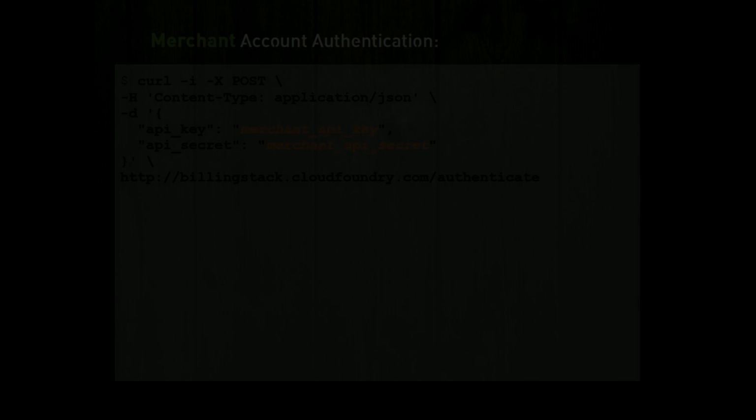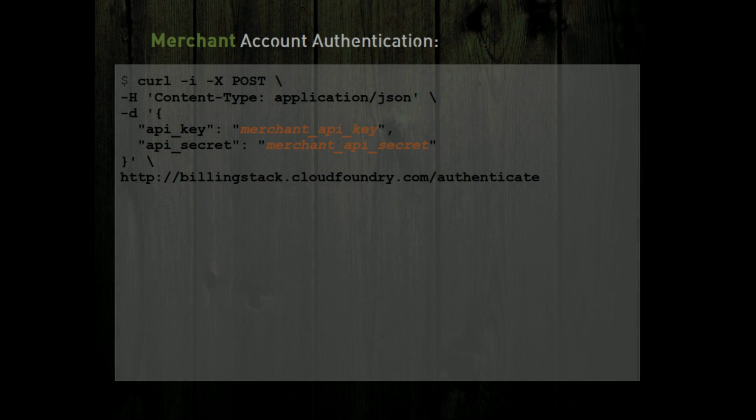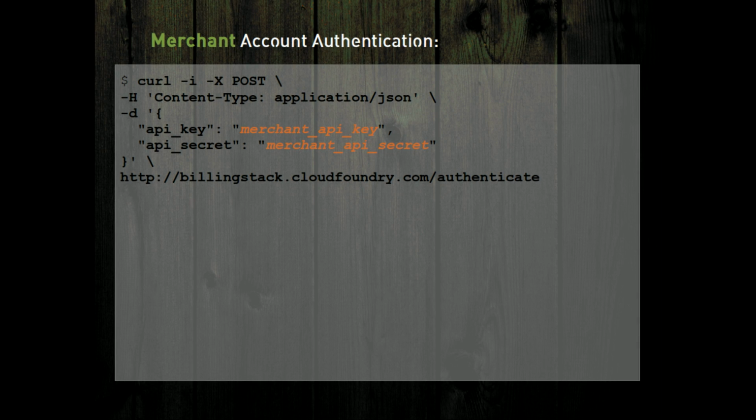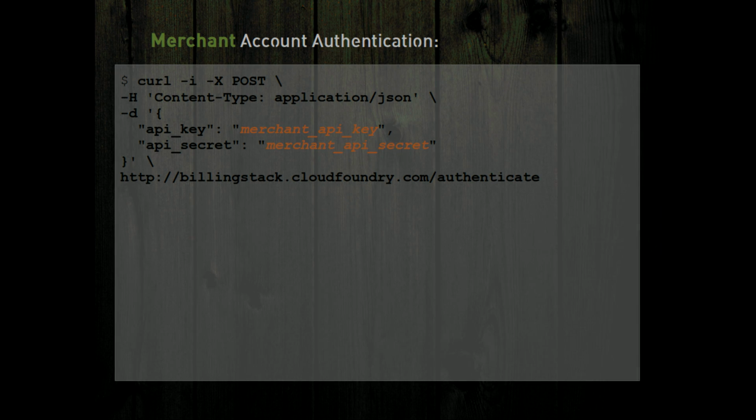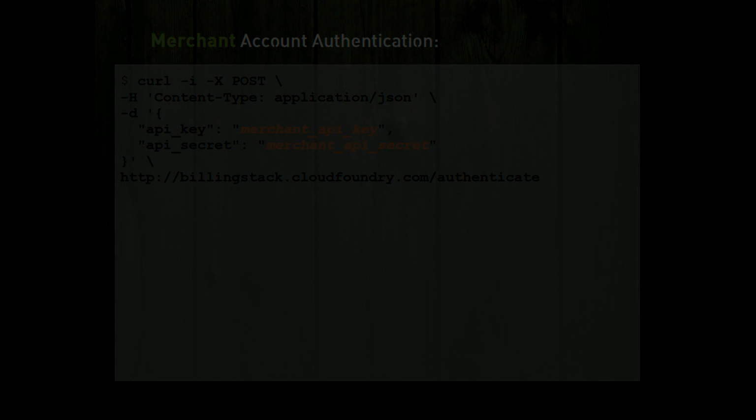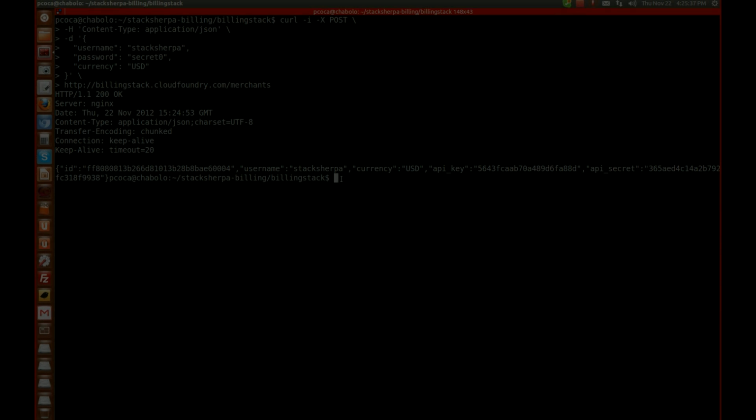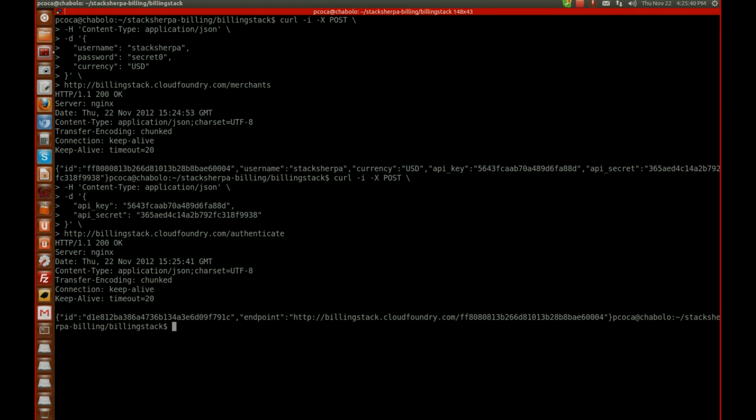After the account creation, let's send another request for the merchant authentication, where we have to provide the API key and the API secret of the merchant. In our system, with the curl command, we can see how we have just obtained an ID and the endpoint that will be used in the following operations.